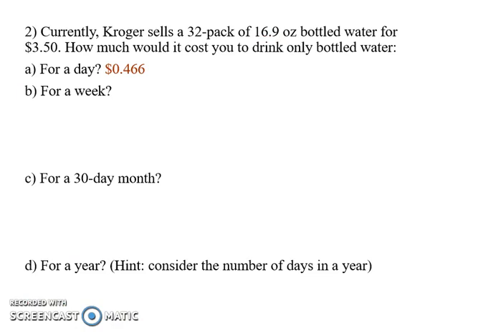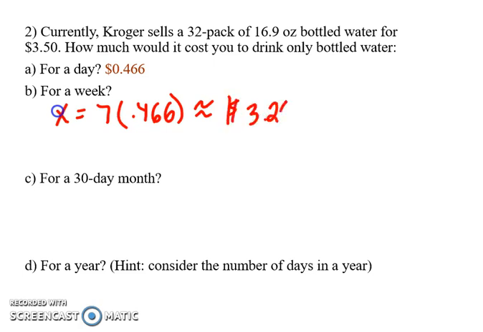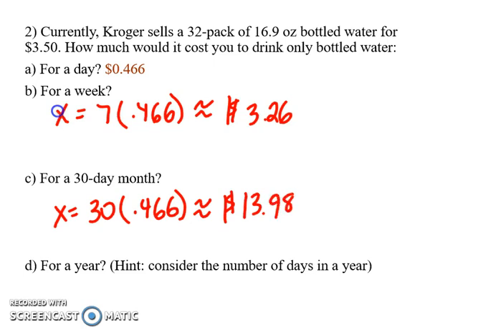So if I think about how I did it before, I was going to take that 47 cents and multiply it by 7 for 7 days in the week. When I multiply it by 7, I find out in a week I'm paying approximately $3.26. In a month, I can take the 30 days, multiply it by just over 47 cents, and that's going to tell me that I'm paying about $13.98 in a month.